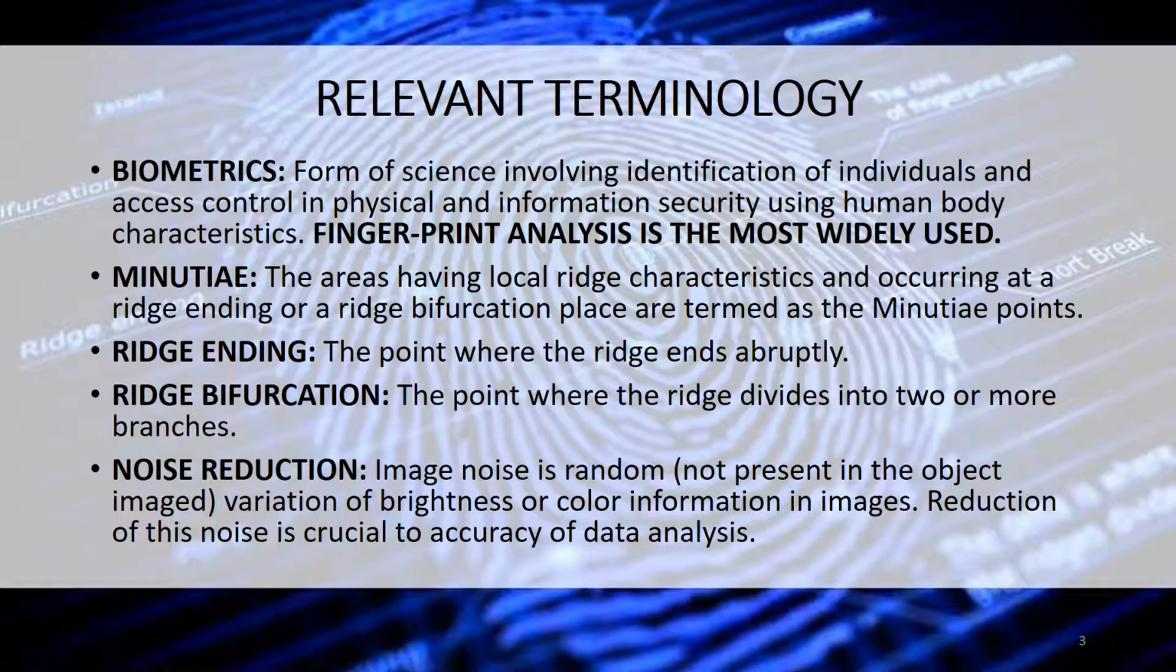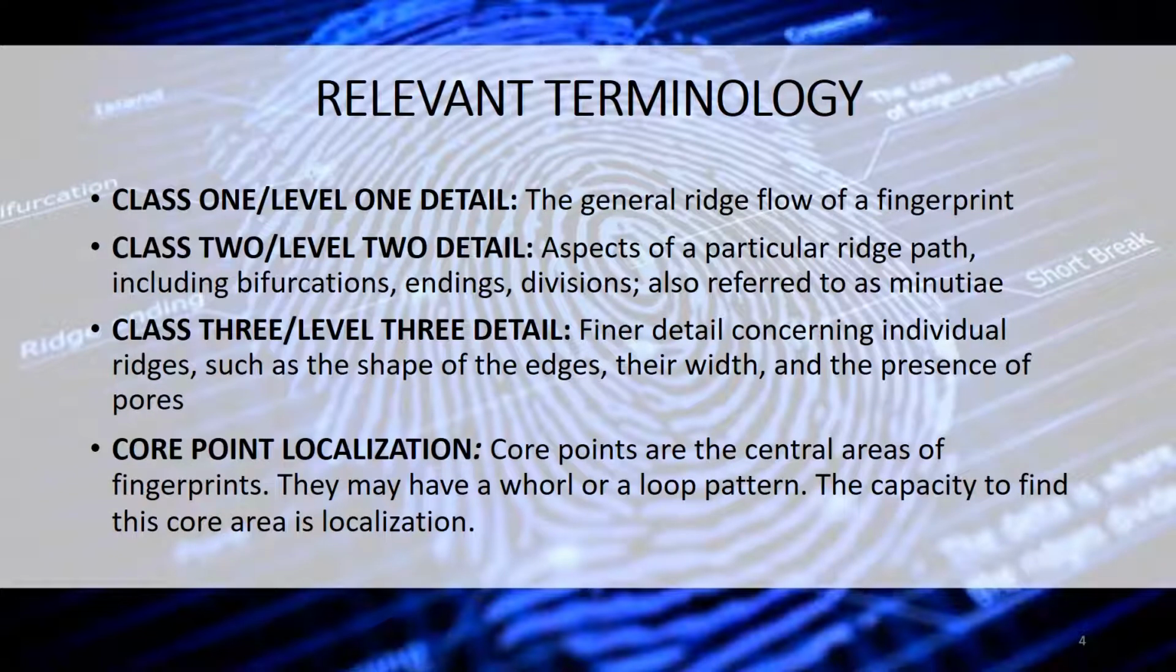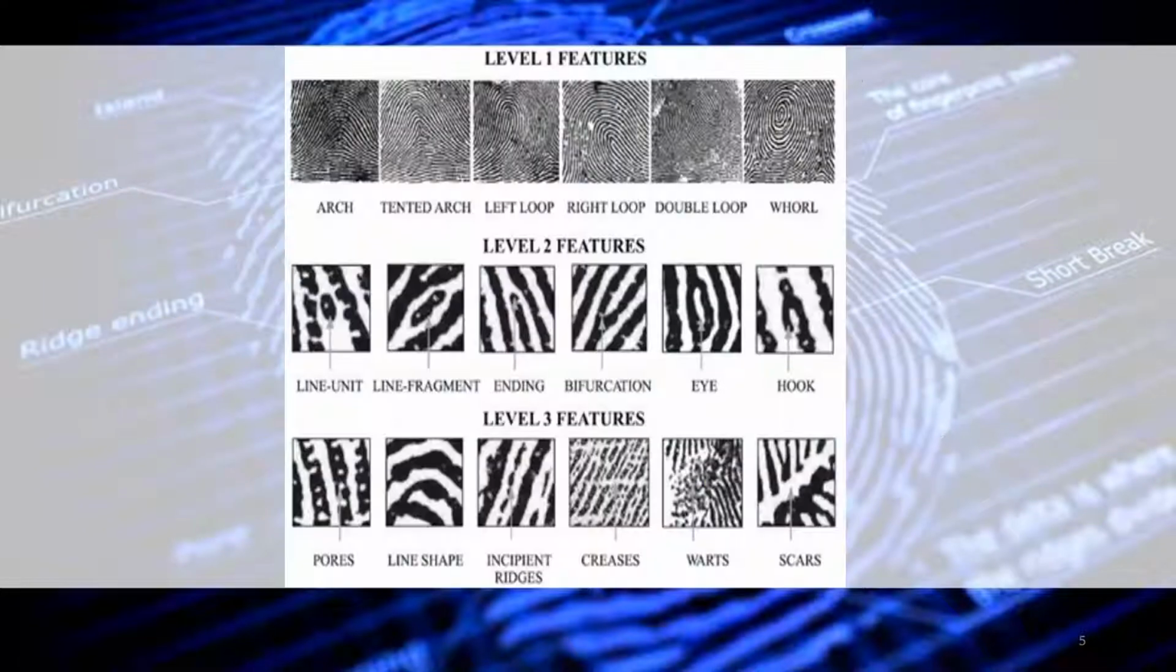These are the relevant terminology for this project: biometrics, minutiae, ridge ending, bifurcation, noise reduction, class 1 detail, class 2 detail, also referred to as minutiae, class 3 detail, and the key concept to this project, which is score point localization. These are the diagrams explaining the various feature levels of minutiae.